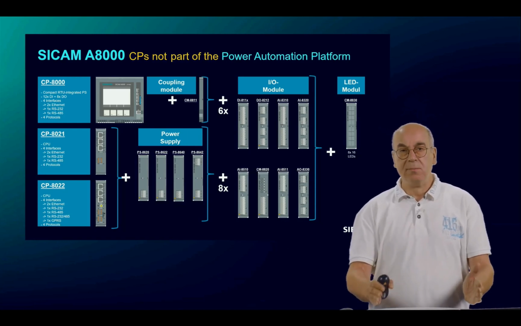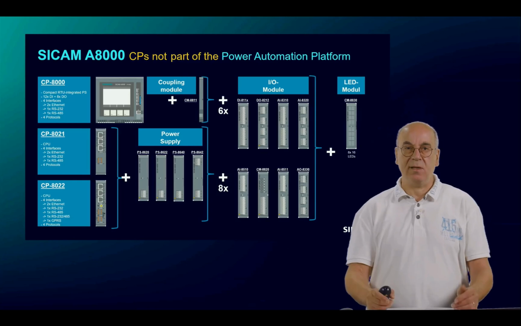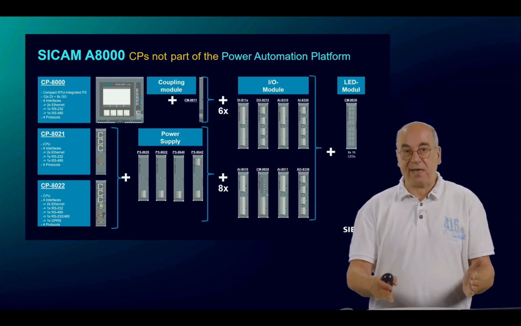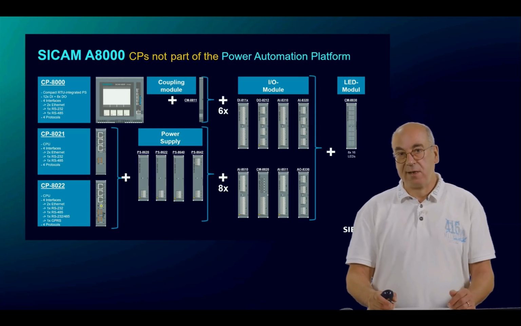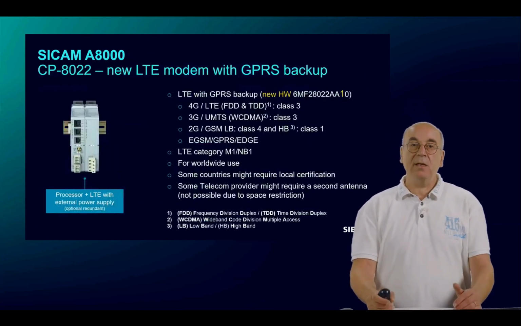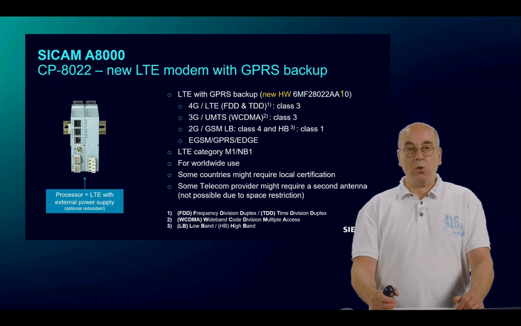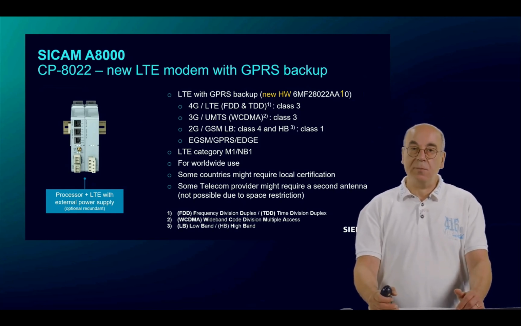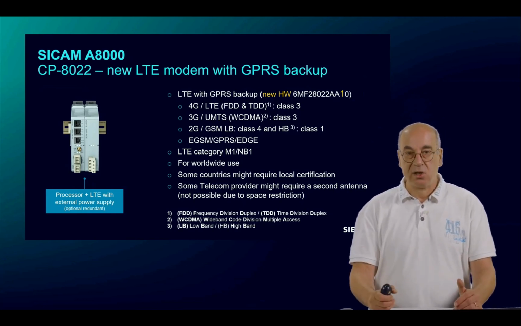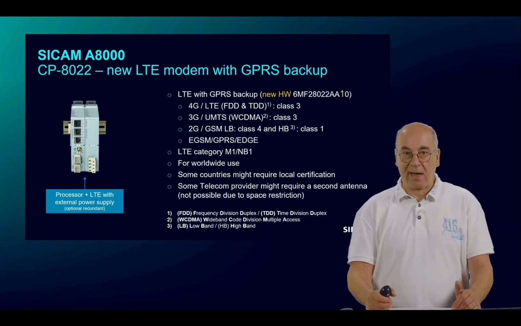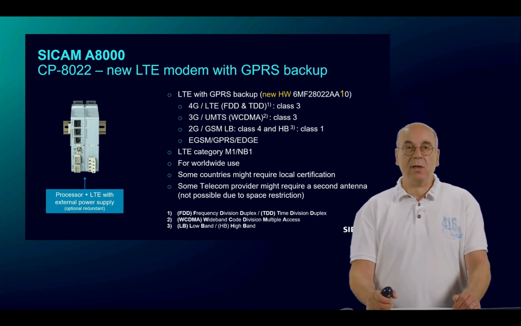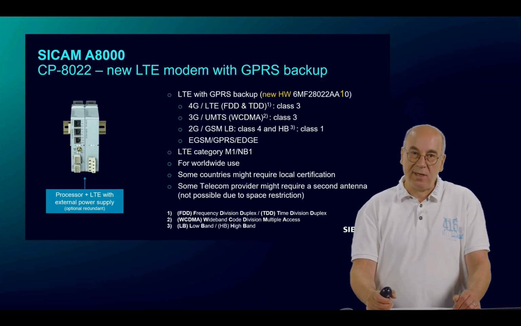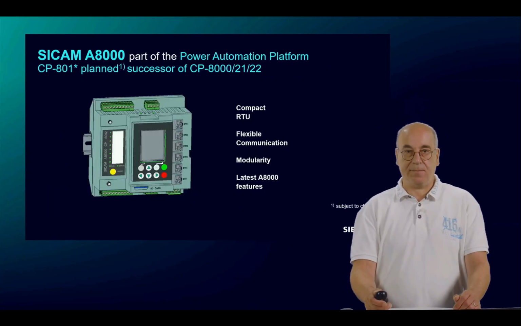That is covering the architecture and the hardware modularity of our smaller A8000 RTUs. They are an important member of our SICAM A8000 family, even if they are not members of the SICAM 8 platform. But also there, we have some new functionalities and hardware available. The new CP8022 hardware is now equipped with modern LTE communication, which also has a GPRS backup. And this new hardware for the CP8022 was released at the end of April this year.